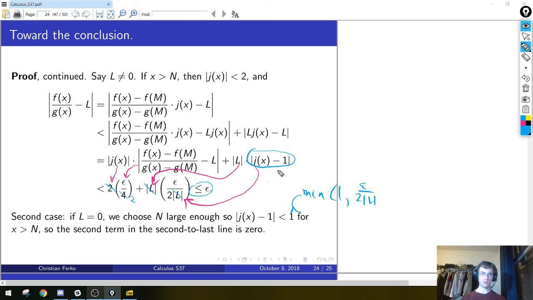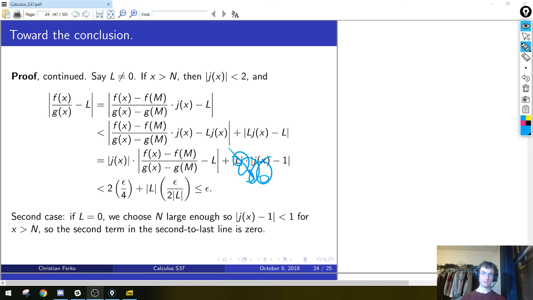is going to be, let's see, that'll be 1. And the second term in the next to last line I said was 0. Why is that true? j of x minus 1 is less than 1. So this is, oh, well, because, duh, of course it's 0, because L is 0. Why did I confuse myself there? Yeah, so in the case where L equals 0, this term goes away. This term goes away because we're multiplying by L.